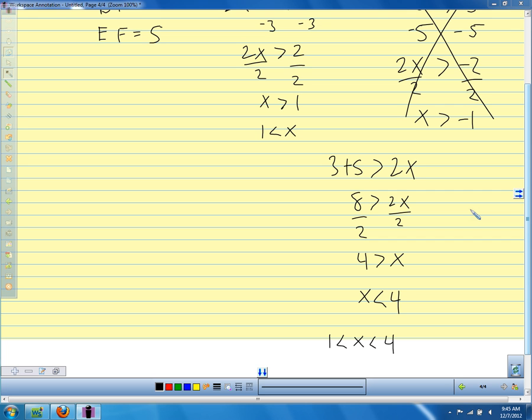Problems 6 and 7, you work them out exactly the same way. Just solve the inequalities for x and figure out what x has to be between in order for that triangle to work. Questions on triangle inequality?